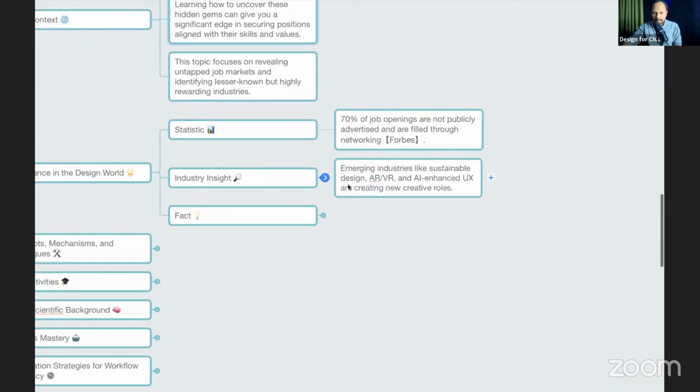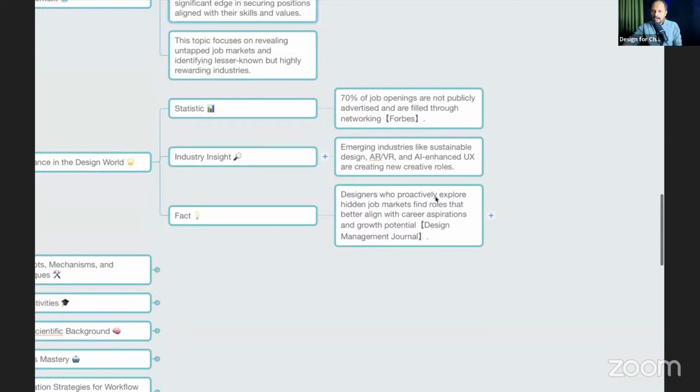And second, emerging industries like sustainable design, AR, VR, AI-enhanced UX are creating new creative roles. I don't think I have to tell you this. You guys will definitely know about it. The fact is, designers who proactively explore the hidden job market find roles that better align with their career aspirations and growth potential. Most important part, the Design Management Journal says this.